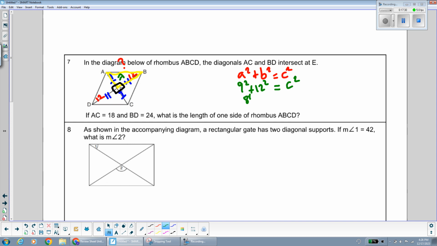So that is 81 and 144. And now I just need to add the 2 together. Let me get my calculator out. 81 plus 144 is 225. And that is a perfect square. So when I take the square root of both sides, I get c is equal to 15. So one side of the rhombus is 15. If you wanted to find the perimeter, you would just add 15 up for all 4 of the sides, since all the sides of a rhombus are in fact equal to each other. So the perimeter of this rhombus, if the question did ask for it, would be 60.